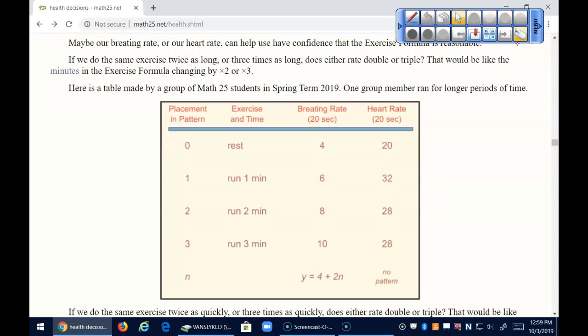So one group of students last term said, well, when I'm resting, every 20 seconds I have a breathing and a heart rate like that. Then they thought they are going to run the same pace, but just for longer. So they sort of went around the hallways, and then for 20 seconds measured their breathing and heart rate. And there was no pattern here, but the breathing actually made a pattern.